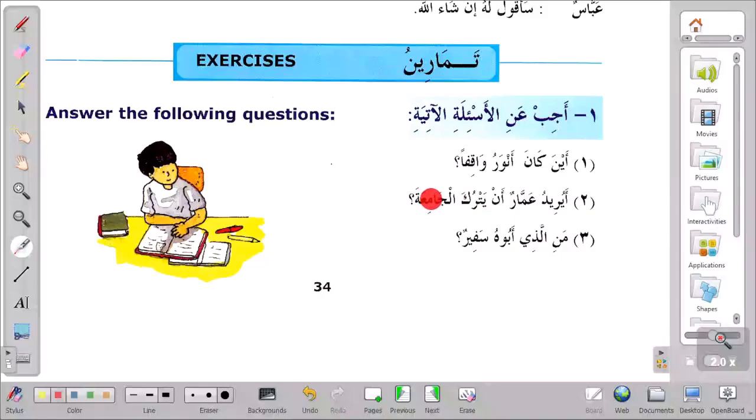So what do we answer? No, he does not. If you can remember, they replied to him by saying Haza Gairu Sahih. This is not true. So we say La Huwa La Yuridu an Yatruka al-Jami'ata. That is clear. Now the third one. Man allazi abuhu safirun. Who is the one whose father is the ambassador? You can remember one of the children said that his father is an ambassador. Who is that student? Ibrahim. So we just answer by saying Huwa Ibrahim.